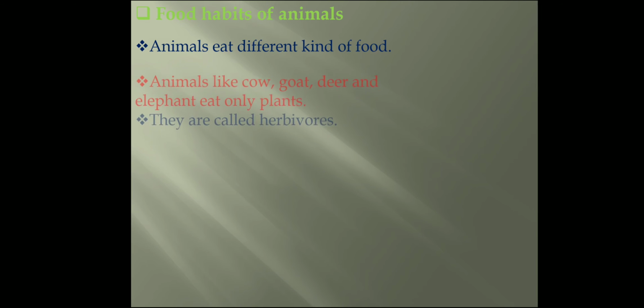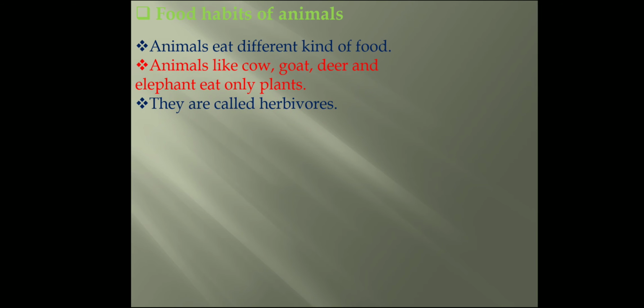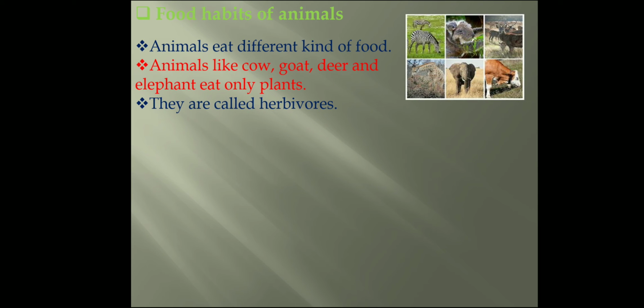Now, food habits of animals. Animals eat different kinds of food. Animals like a cow, goat, deer, and elephant eat only plants. Those animals that eat only plants and plant products are called herbivorous.